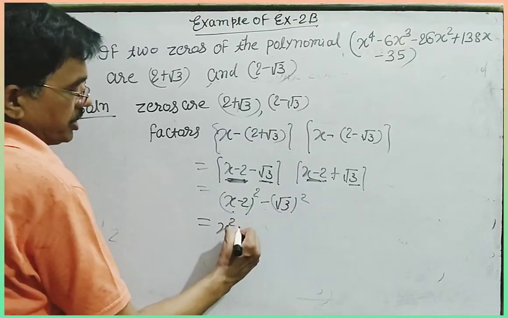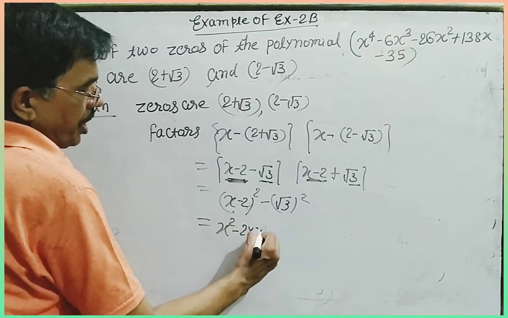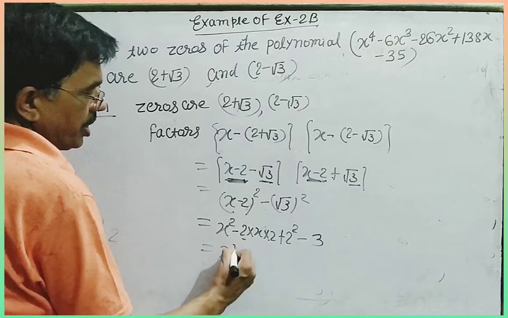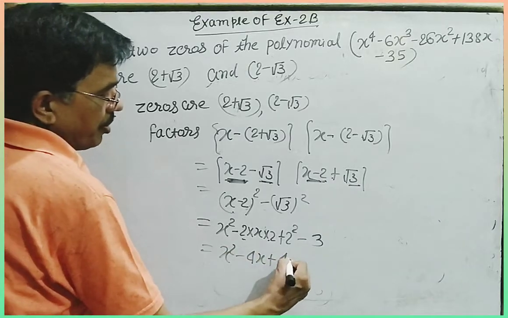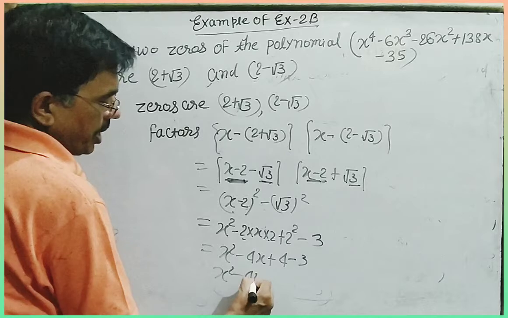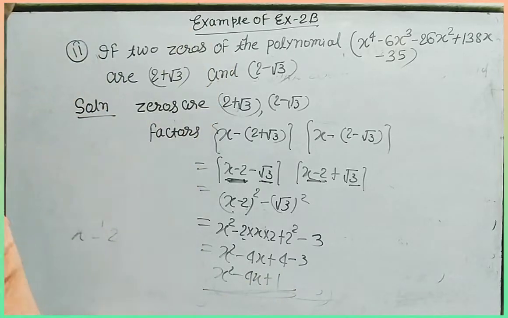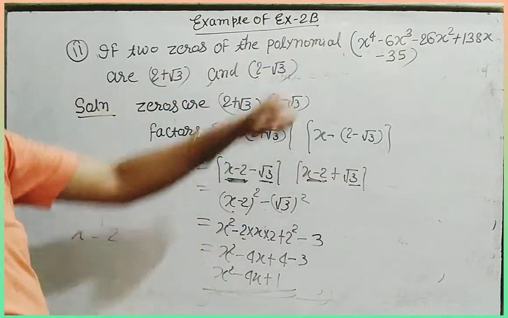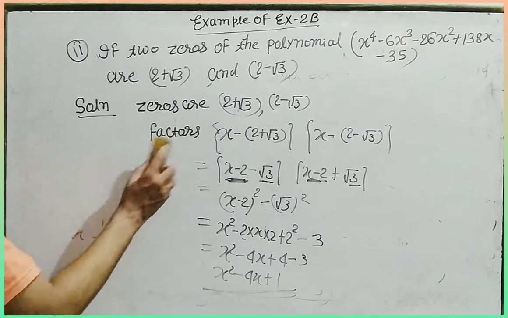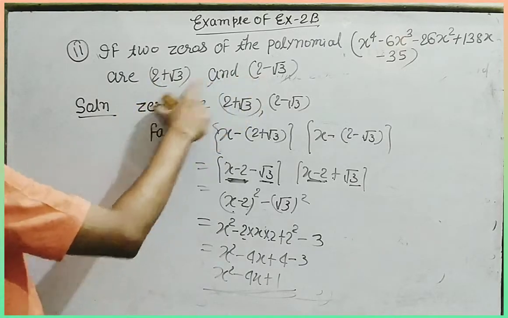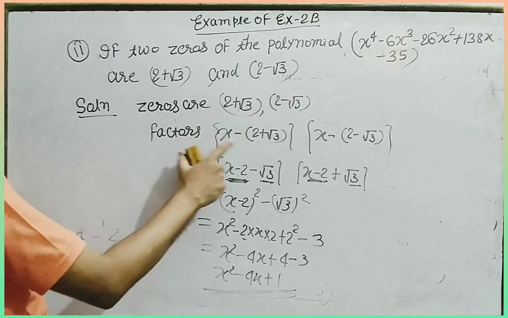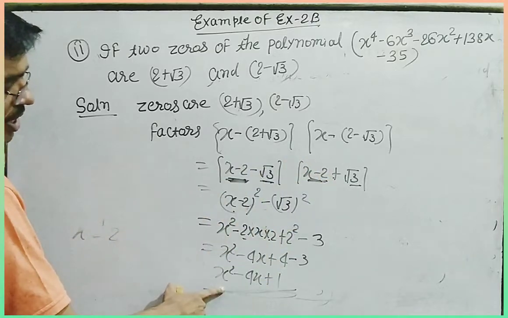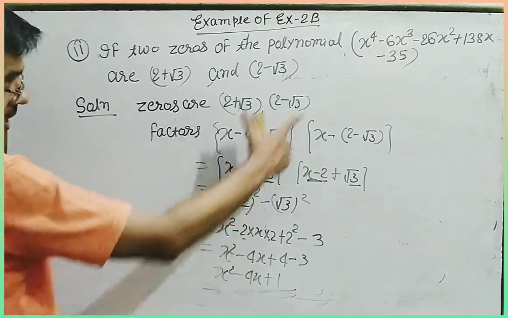What do you write here? x square minus 2ab, 2 into x into 2, plus b square, minus 3. What you get: x square minus 4x plus 4 minus 3, that is x square minus 4x plus 1. It is a factor of the given polynomial. Now your work is to divide this factor into the polynomial, then you get the other factor. So first alpha is given, beta is given, that means 2 zeros are given, and hence find the factor. The factor is x minus the zero, x minus the other zero. Then by solution you get x square minus 4x plus 1. It is a factor of the given polynomial.